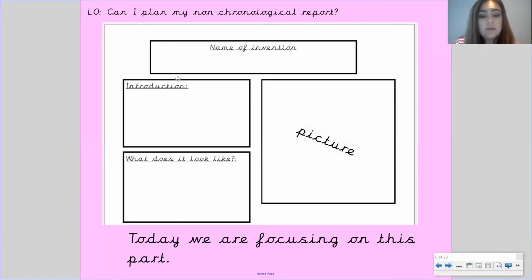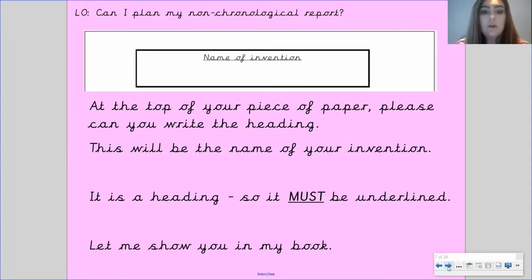So today, as I said, we're just focusing on this part here, your heading, which is the name of your invention, and the two subheadings, introduction and what does it look like, and your picture. So at the top of your piece of paper, I want you to write the heading, and this is going to be the name of your invention. Now, because it's a heading, it must be underlined, and it must be underlined with a ruler. Let me show you how to do it in my book.